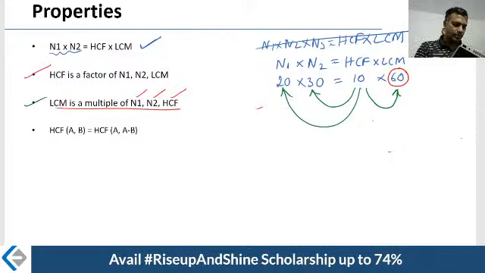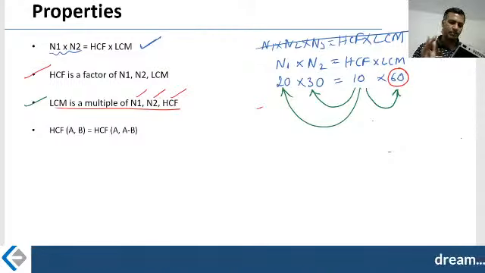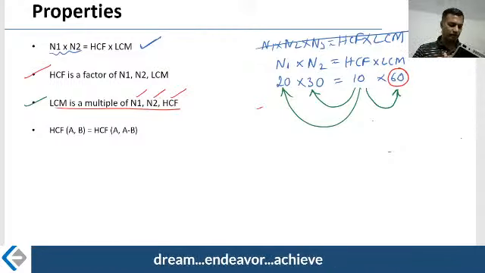These 2 properties you should be clear about. HCF is a factor of every given number. LCM is a multiple of every given number. Right? Now, multiple means it comes in its table. Okay.